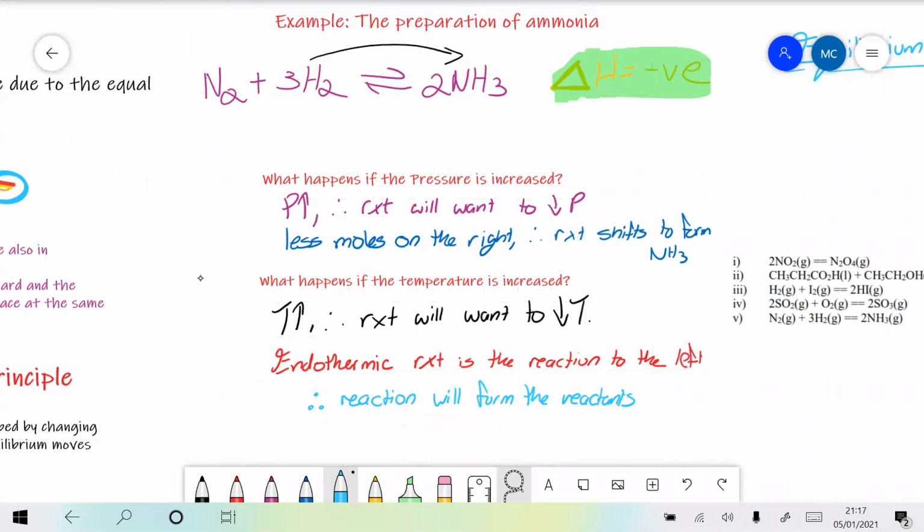Okay, so when we increase the temperature, since the forward reaction is exothermic, then the backward reaction would be endothermic. Which means that in order to decrease the temperature, it is very important to shift the reaction to the left, to react to forming nitrogen and hydrogen. Okay?